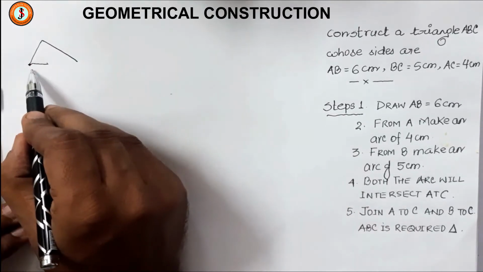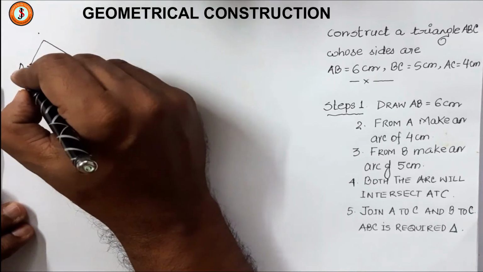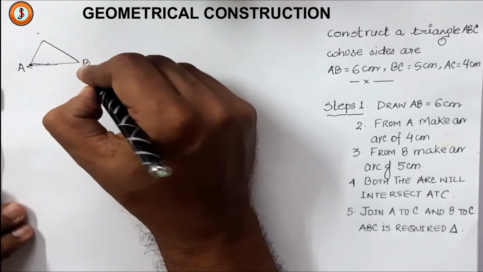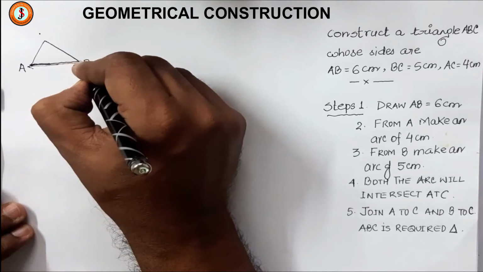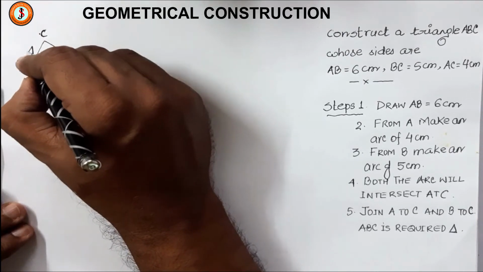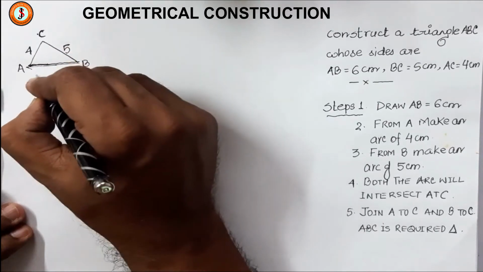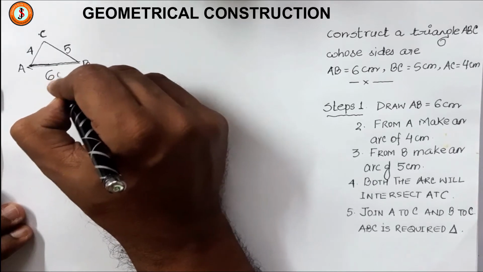And in the rough diagram, I name A, B. Normally if 3 sides are given, I will take the larger side as a base, but you can take anybody as a base. Then AC is 4, I put the measurement, so from here BC is 5 and AB is 6 centimeters, isn't it?